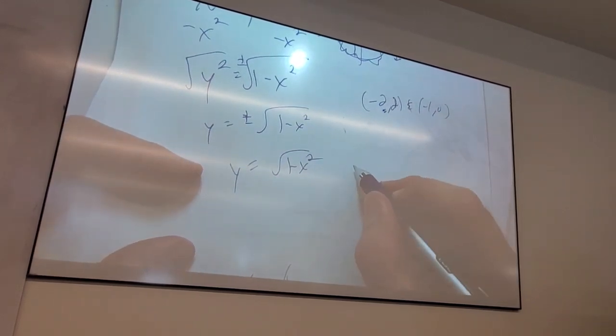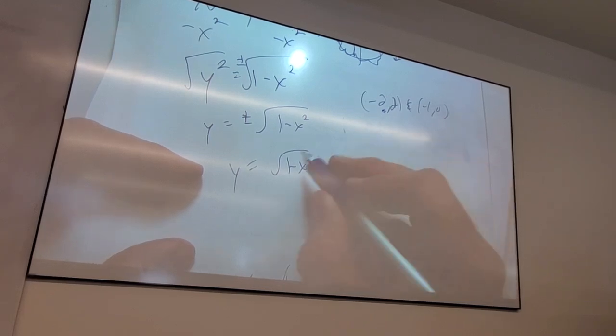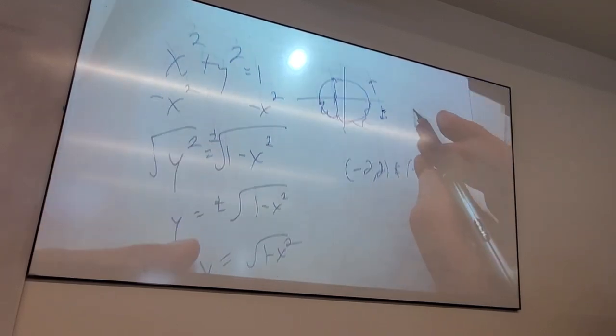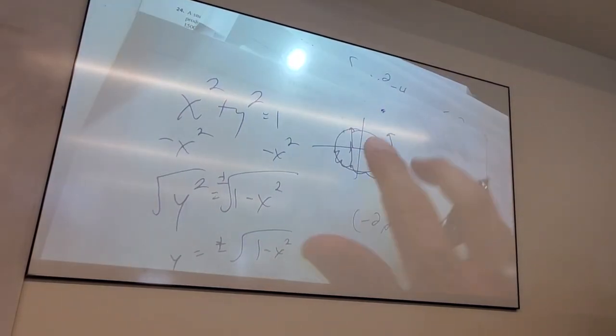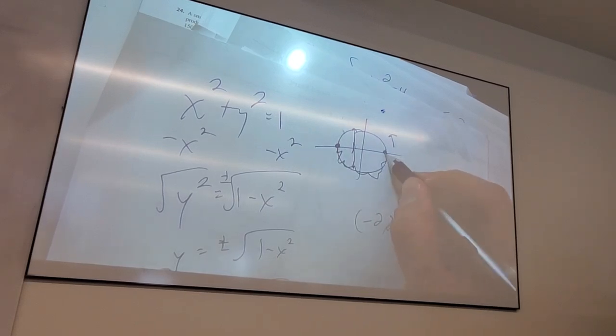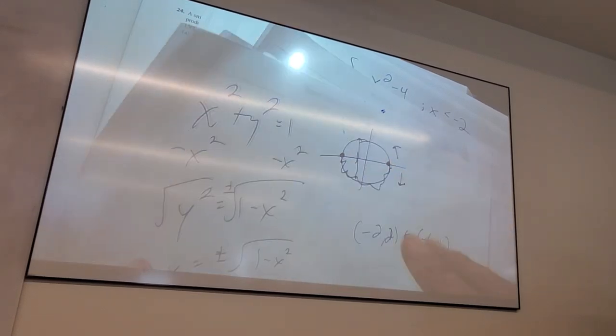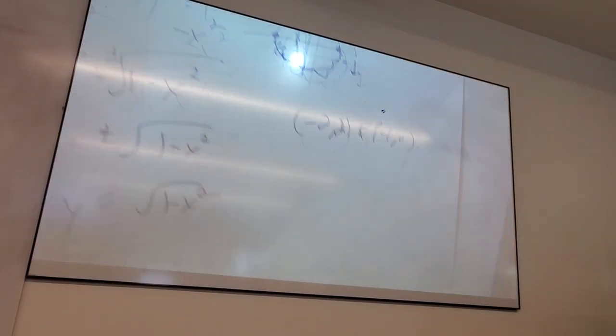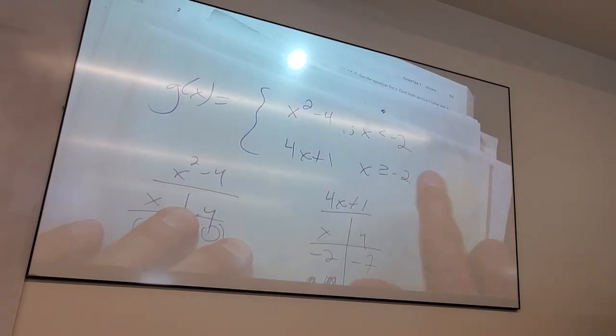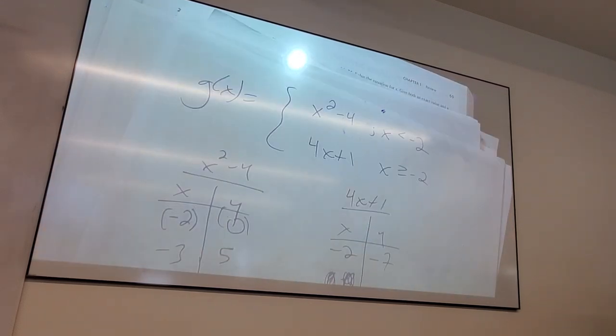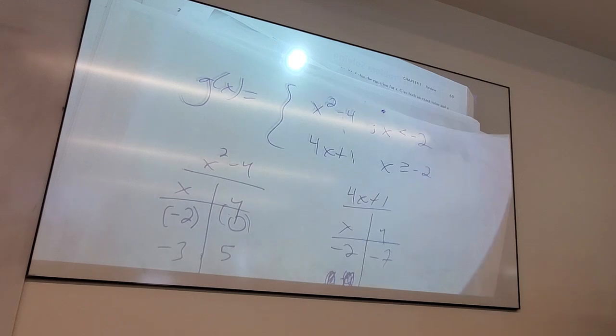The circle. Top half of the circle goes from what to what? Negative one to one, because I know it's radius one. Okay. So that's what would go here next to the circle. So give that a try.